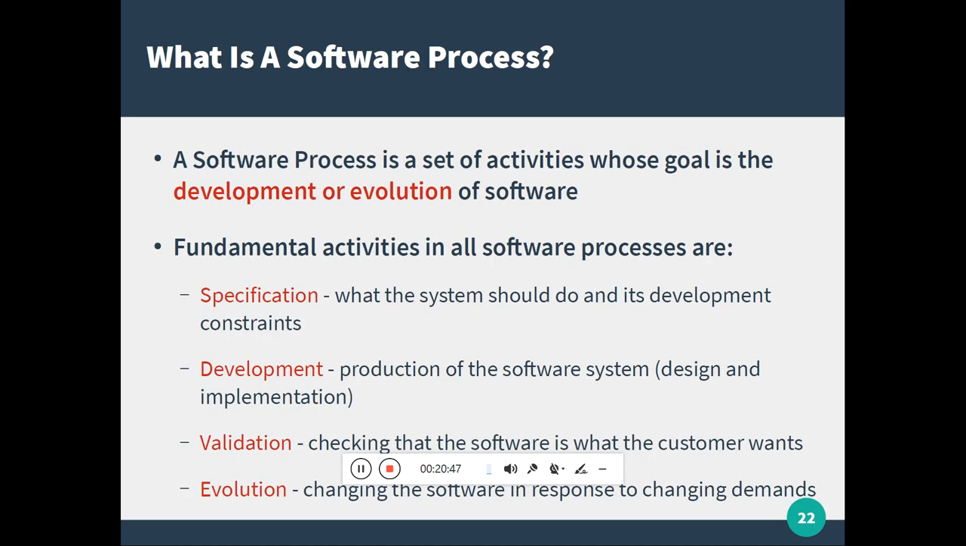So what is the software process? The software process is a set of activities where the goal is the development or the evolution of the software. We have three main characteristics for the software process, which are the specification, the development, validation, and the evolution. The specification means what the system should do under its development constraints. The development is the production of the software system, the validation checks whether the software is what the customer wants, and the evolution is changing the software in response to changing demand.